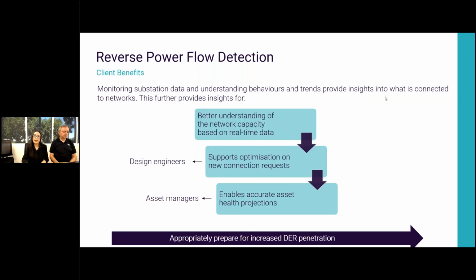This data has enabled us to give the electricity company, the design engineers, and the asset managers the ability to understand the real capacity of the network. This has helped design engineers to support optimization and new connection requests. It also helps to identify potential areas where there is a high uptake of rooftop solar, which could therefore be an awesome place to install, for example, a community battery. So it is helping to improve the hosting capacity of the network as well.